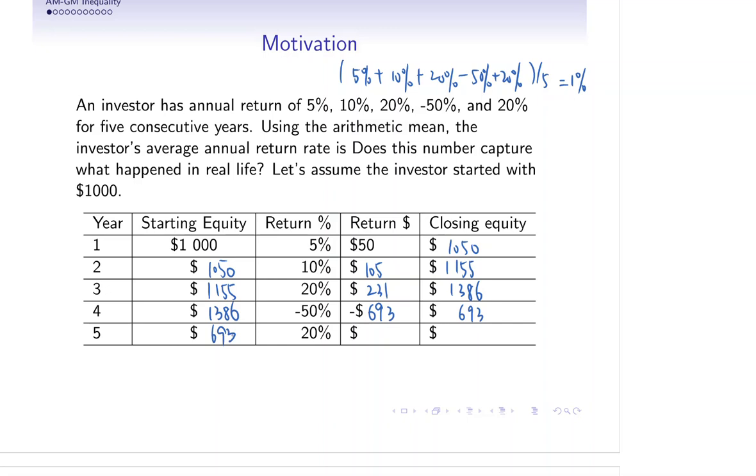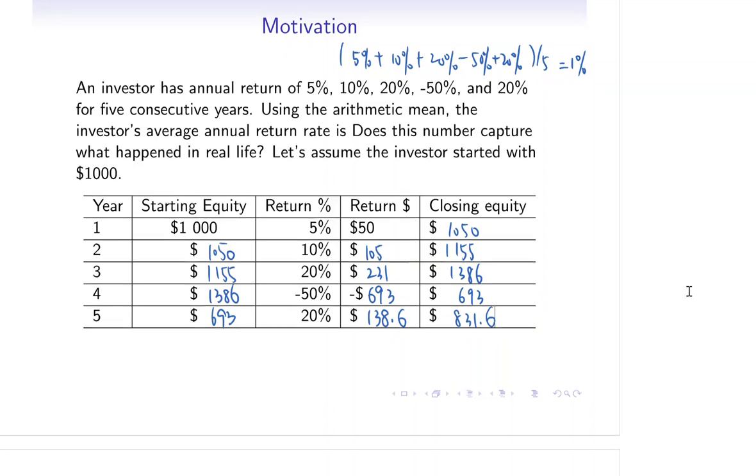And then in year 5, with a return rate of 20%, the amount of return will become 138.6. So in the end, this investor would have $831.6 in his account. And it's obvious that the average return rate for these past 5 years cannot be positive, let alone 1%, because with starting equity being $1,000 and closing equity being $800 plus, we expect something that's negative.